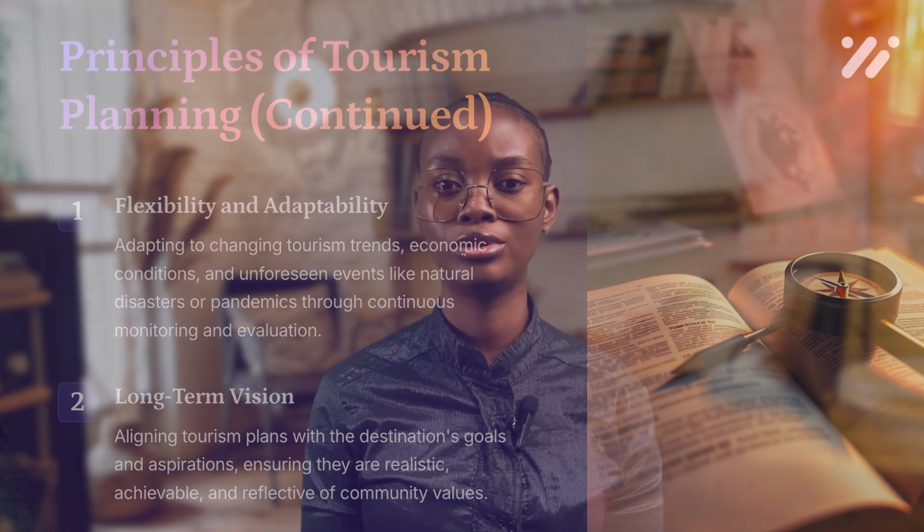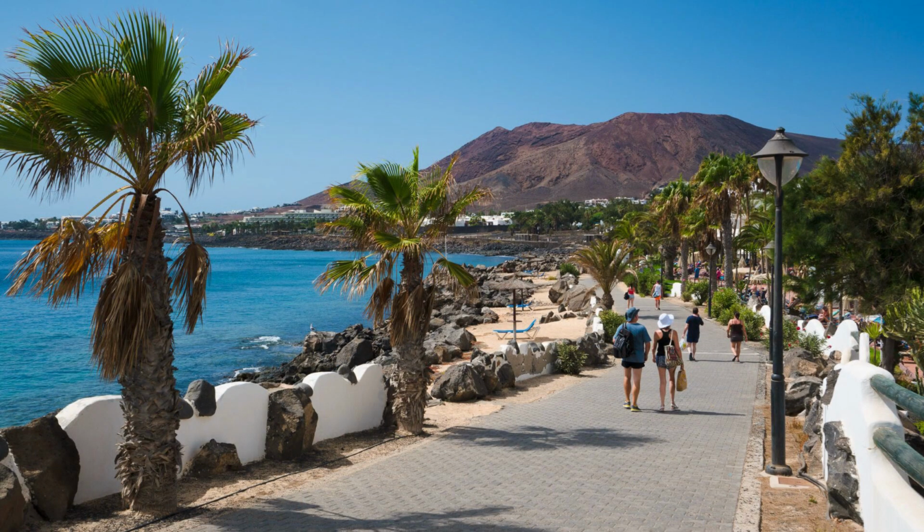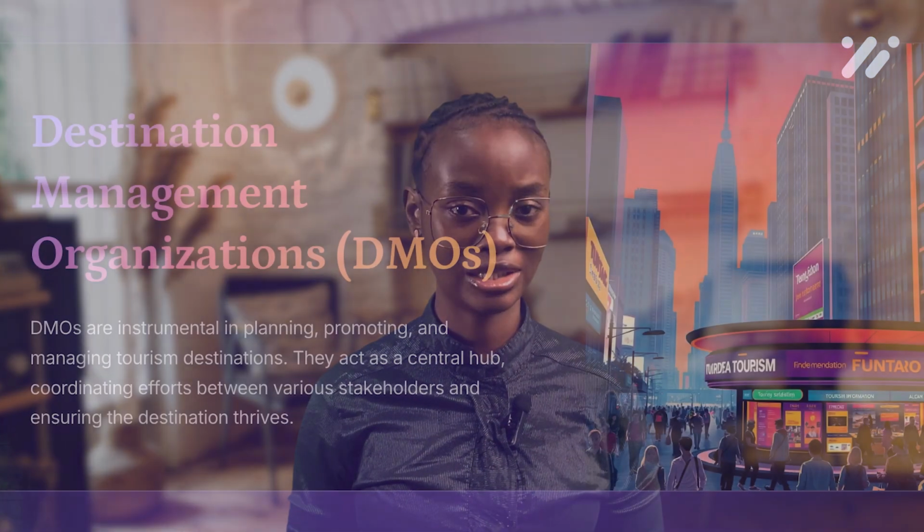Long-term vision. Effective tourism planning should include a long-term vision that aligns with destinations' goals and aspirations. This vision should be realistic, achievable, and reflective of the community's values and identity.